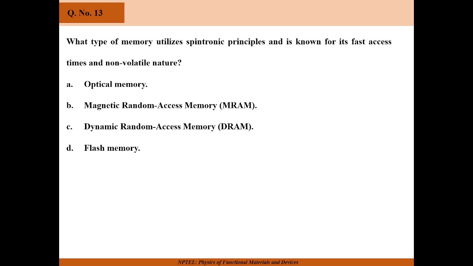Flash memory? No, it's not flash memory. It's option B. Option A, optical memory? No, it's not optical memory. It's basically MRAMs, that is magnetic random access memory. MRAMs generally use the spin-valve principle to store data.